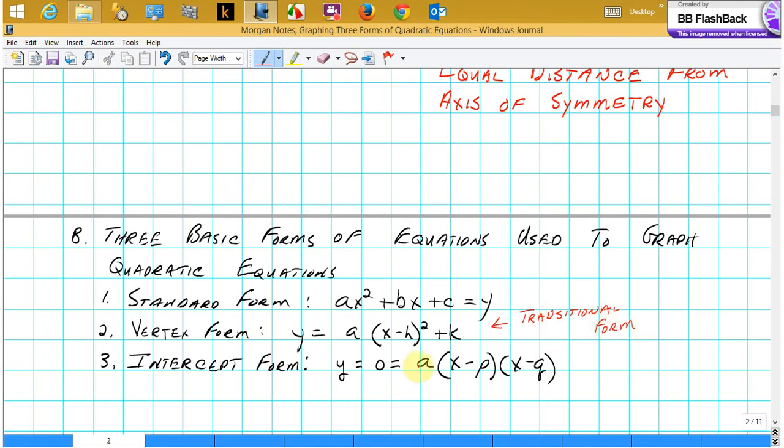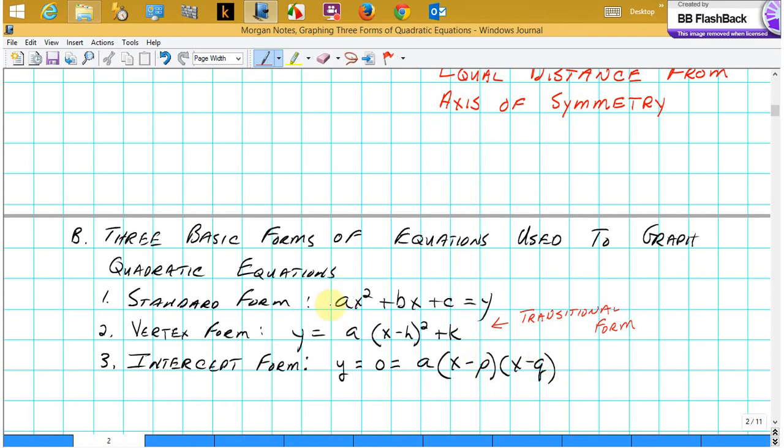And the third way is called intercept form, and I set it equal to 0 because that's how we normally do it, but really we should just say y equals a times (x minus p) times (x minus q), where p and q are going to be where the intercept form crosses the x-axis. Because if y would be equal to 0, well then we could set either of these two factors equal to 0, which means either x could be equal to p or x will be equal to q, and we'll talk more about that in a second.